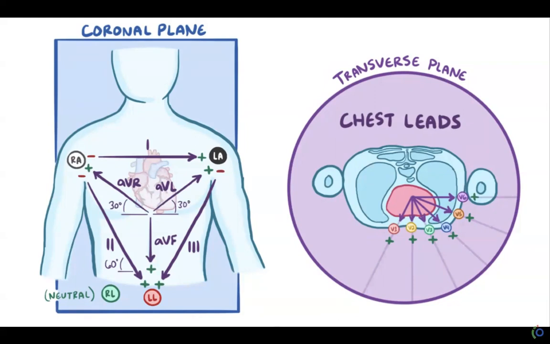So in total, you've got 6 leads from the limb leads and 6 from the chest leads, leading to a grand total of 12, which gives you your 12 lead ECG.